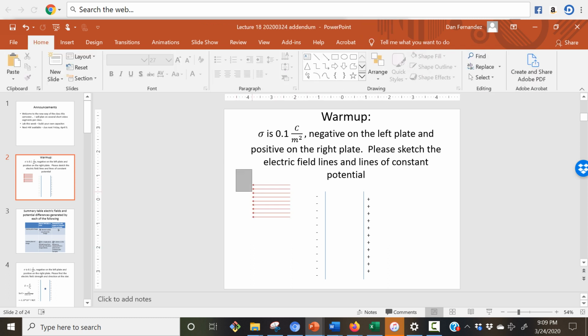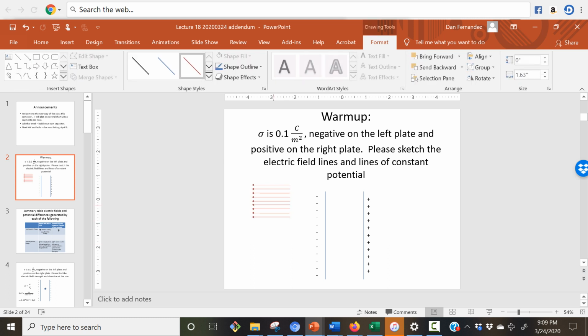I want to move my arrows. I created them, I put them here, and then I'll copy and paste them and put the next set down there. And there we go. That's what the electric field lines would look like. They'd be emanating from the positive side and be directed to the negative side, as you can see there.